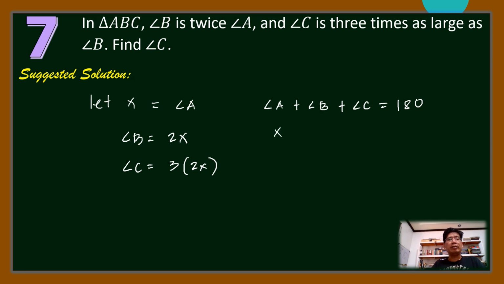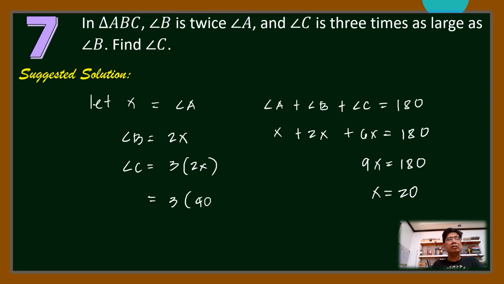Then we have x plus 2x plus 6x is equal to 180. This is 9x equals 180. Then x is equal to 20. Therefore, the measure of angle C is 3 times 40. This is equal to 120 degrees.